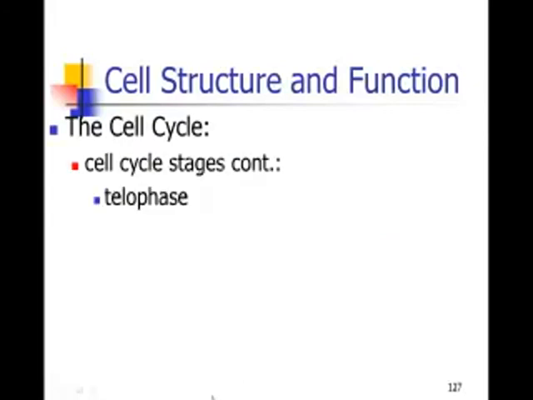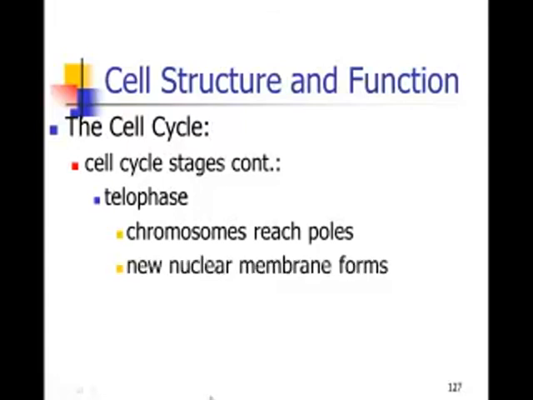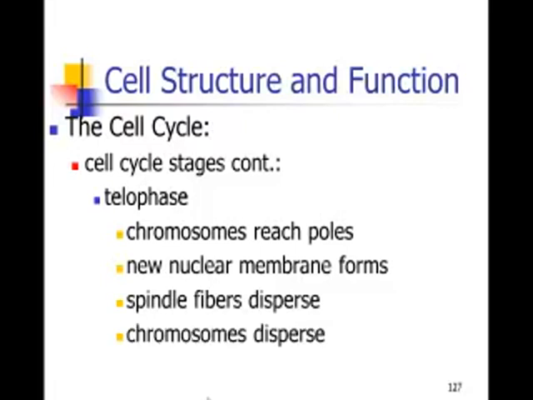And then we have the last phase, telophase. Telophase, the chromosomes have reached the poles, a new nuclear membrane starts to form. Spindle fibers disperse, and the chromosomes, which became sort of coiled and condensed at the beginning of the division, uncoil and uncondense, and they go back to being called chromatin. And then new centrioles form during telophase.